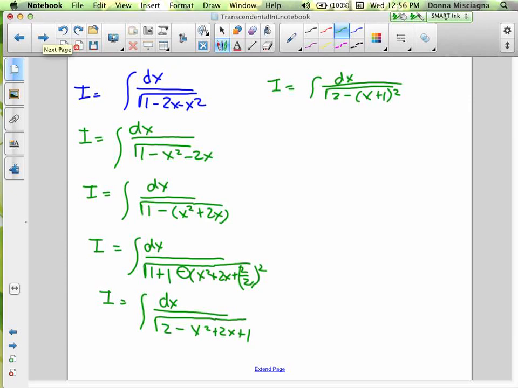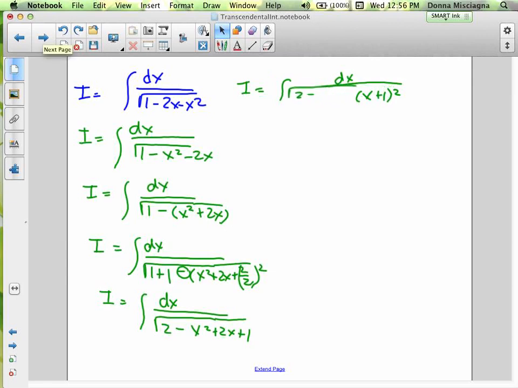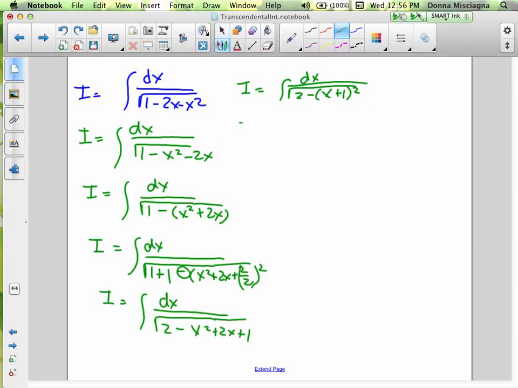2 minus, and now we'll factor this, and that would be x plus 1 squared. All right, so now we have to think of what format that is. Well, first of all, let me rewrite that just a little bit. I equals the integral dx, and I'm going to rewrite that as the square root of 2 squared minus x plus 1 squared.